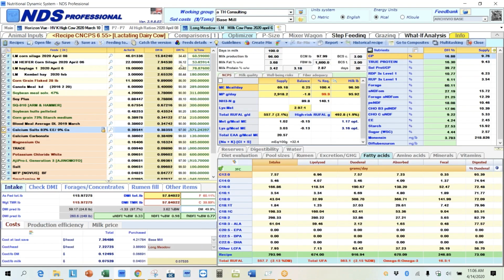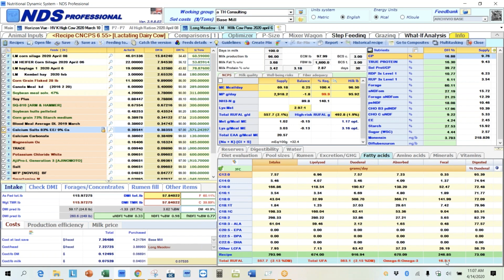I just brought up a diet and looked at the screen, and this is the old fatty acid page that has been in the model for quite a while under CNCPS. And here are the intake numbers, the total intake in grams. The RUM&N team put the RUFL number here and also put the omega-6, omega-3 ratio here. We want to look at that.